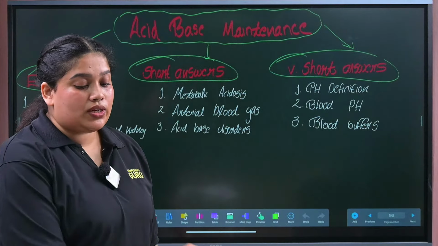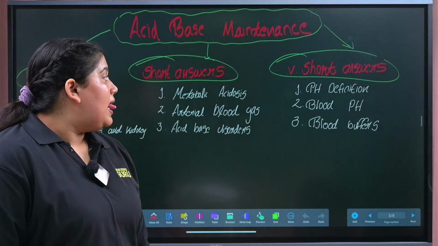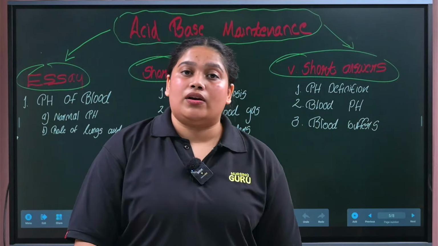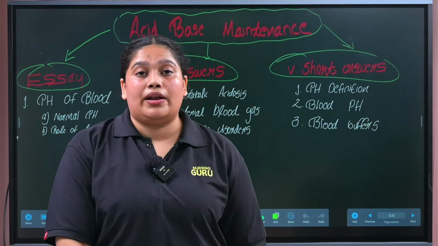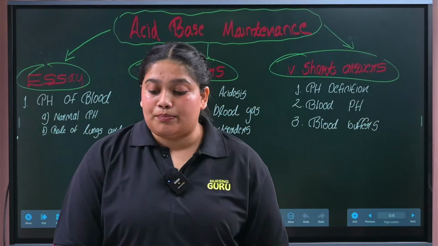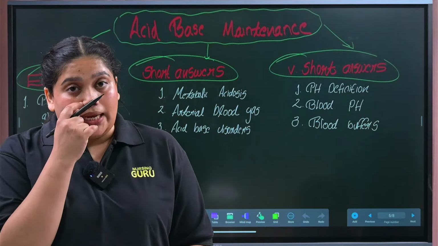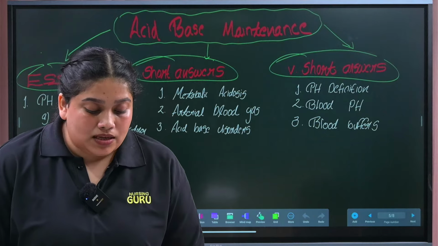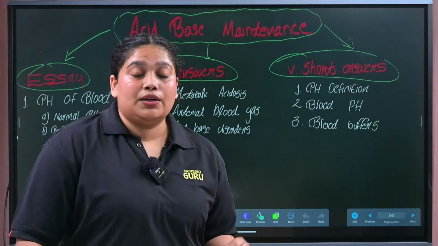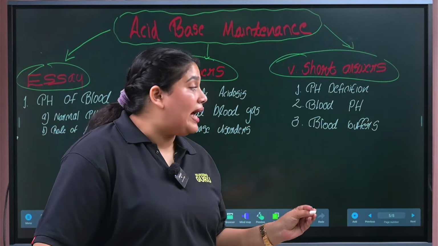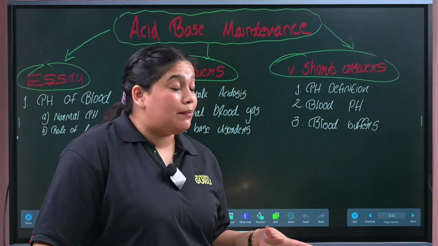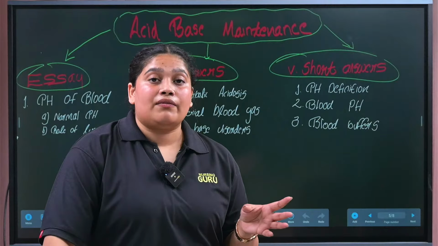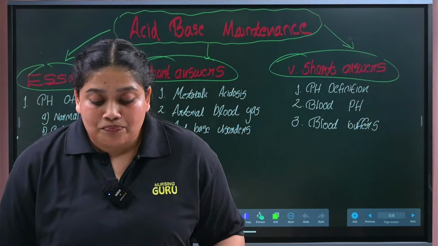Very short answer questions. Mainly we have 3 questions: pH definition, blood pH and blood buffer. We already discussed the normal pH value, that is 7.35 to 7.45, so you can write that down there. Second is the blood pH. For blood pH you also have to write down the blood pH values and the normal and abnormal ranges. Then blood buffer. Blood buffer is a small topic. Within 2-3 sentences you can answer for the blood buffer.